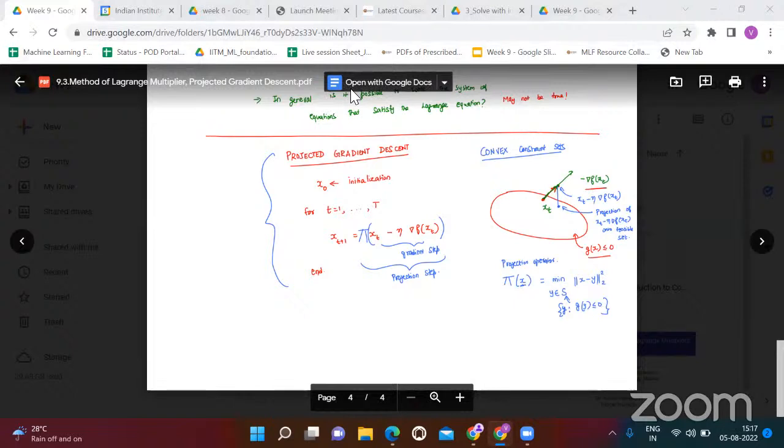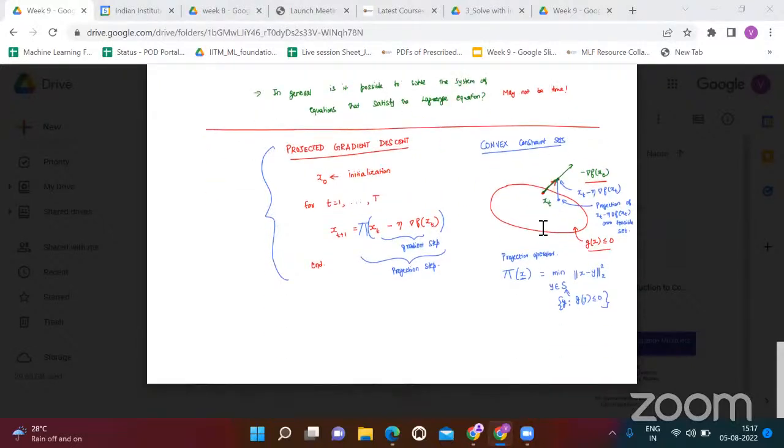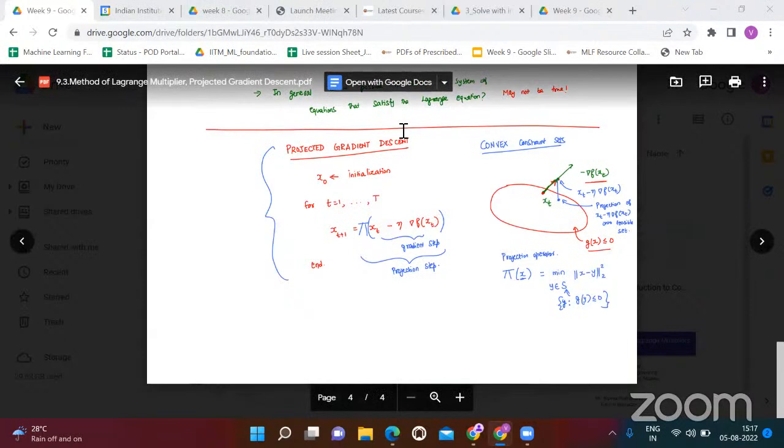Yes, sir. So now we have started using projected gradient descent because of the constraint problems. But this is not important for the exam. There is not much problem that can be asked from these topics. So now, is it clear to everyone? I'll move to the next part.